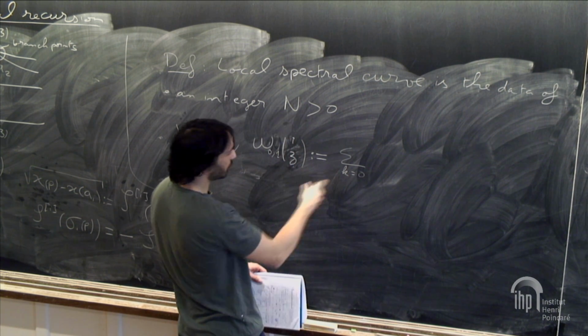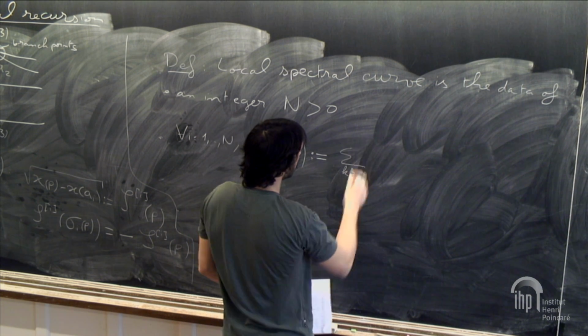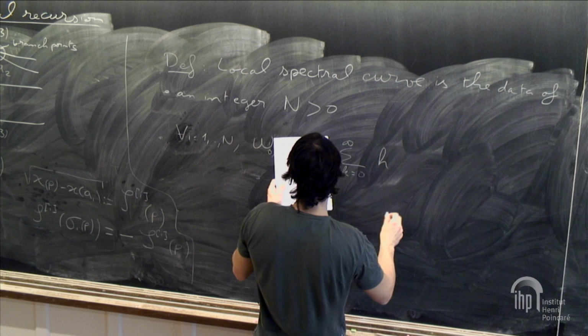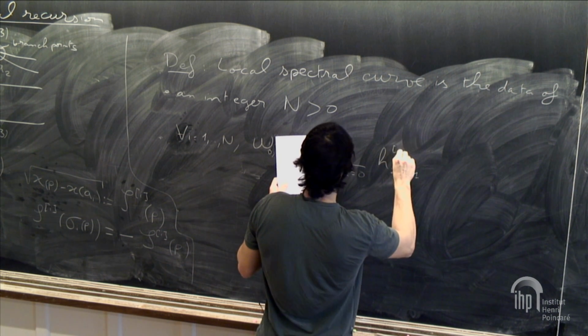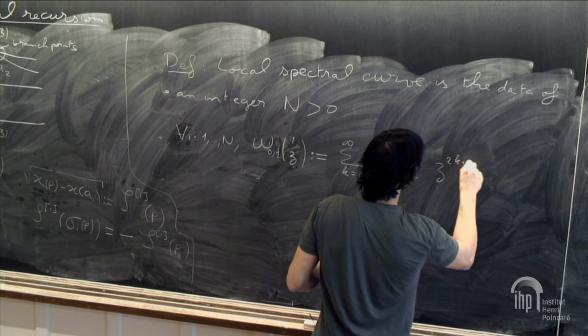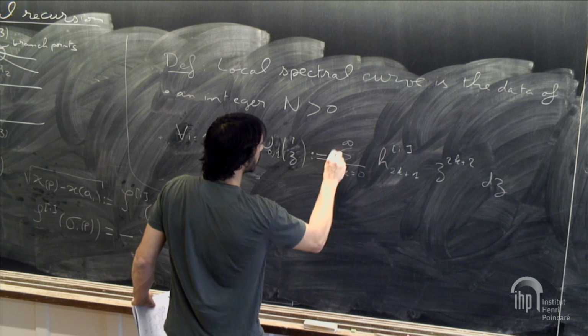So I just want to write down a generic power series in z with positive coefficients, sum from k equals 0 to infinity, and I will use this normalization, h_{2k+1}^{(i)} z^{2k+2} dz, and I put a factor 2 in front.